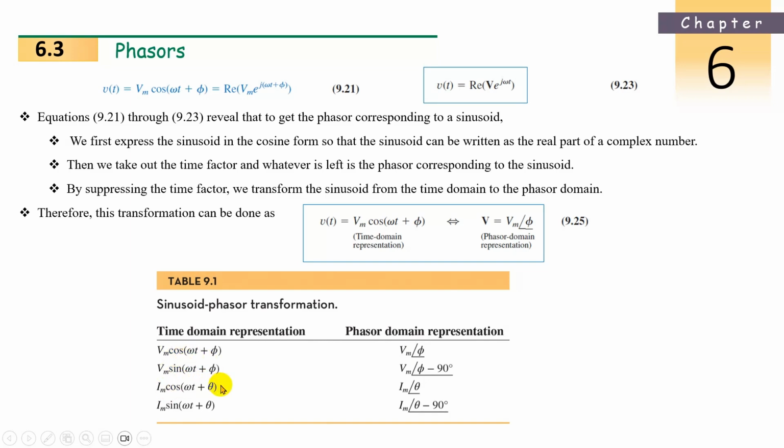Now Im cos(omega t plus theta), if it has some angle, there is a phi, we call it here some other name, theta. So it is the same, Im at an angle of theta. Now Im sin(omega t plus theta) becomes Im at an angle of theta minus 90 degrees. So like this we have phasors.